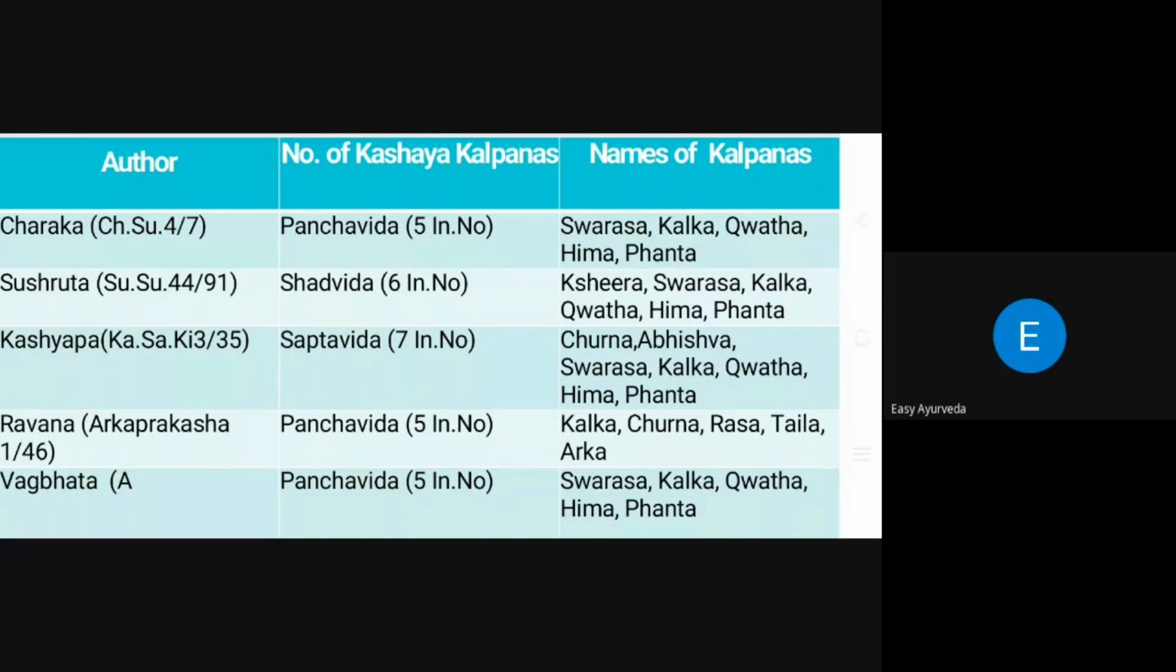The highest potency medication is Swarasa. Next is Kalka, after that Kwatha, then Hima, and Phanta. Shusruta also mentioned it, but according to him, he included Ksheera as a higher potency medicine. Ksheera means here the latex of plants, which exude milk.